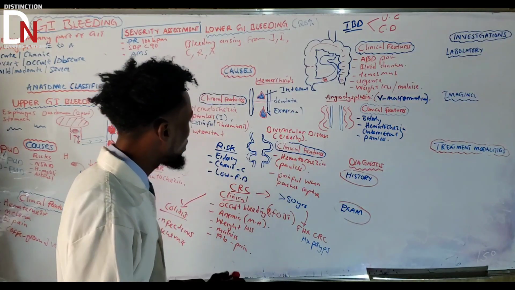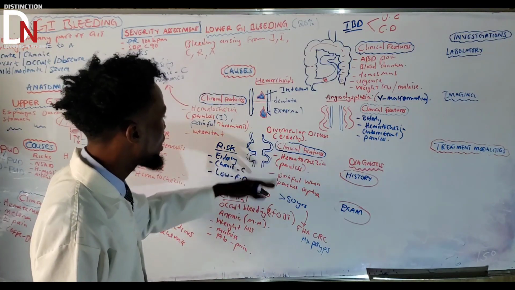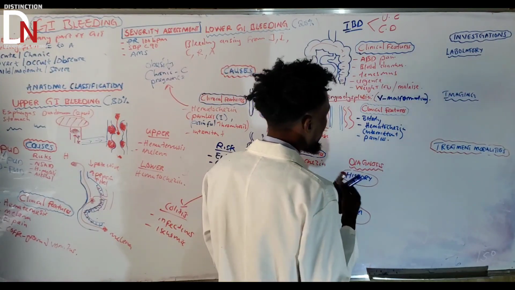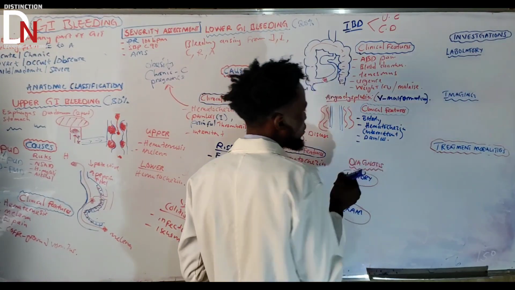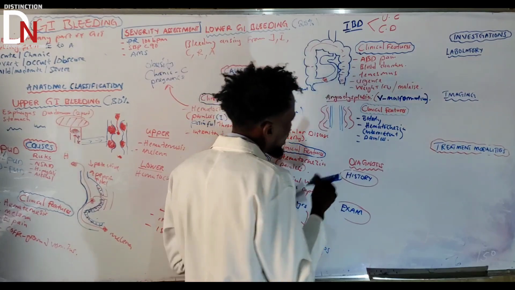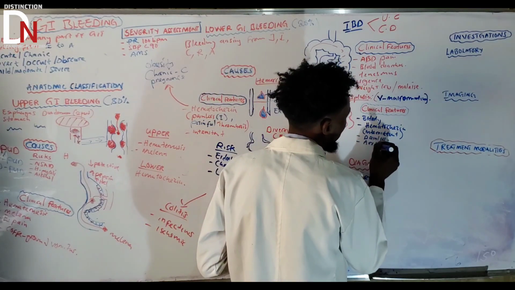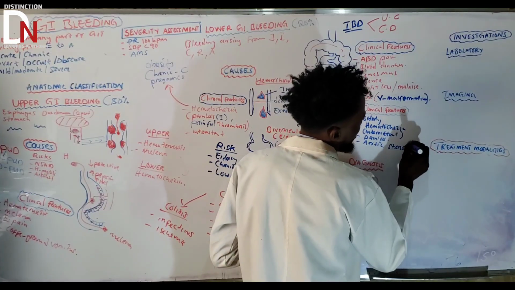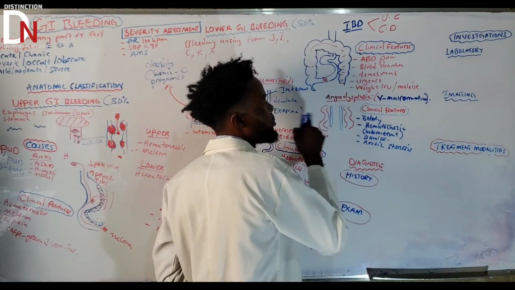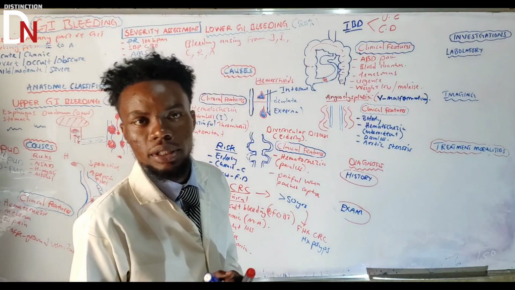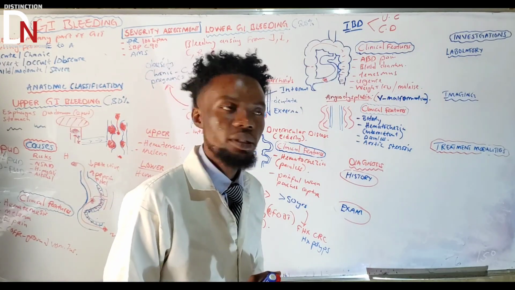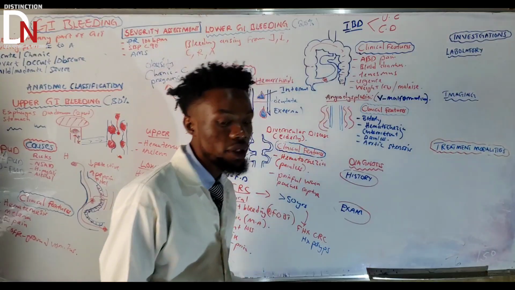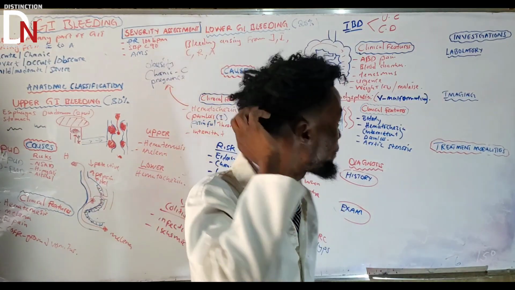The other important thing that we left is under angiodysplasia. Another important clinical feature that we left was that it is somehow related with aortic stenosis. So someone with aortic stenosis, you can tell that somehow they can have angiodysplasia. It has some relationship with that, so make sure you understand that.